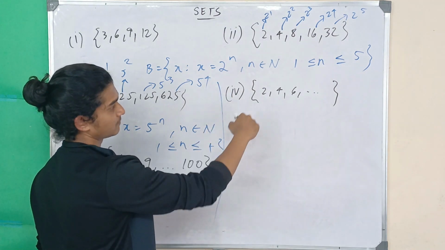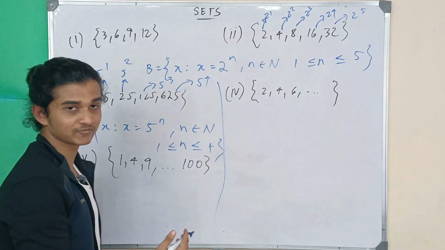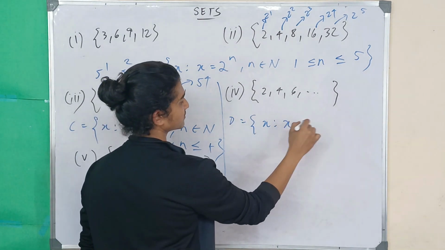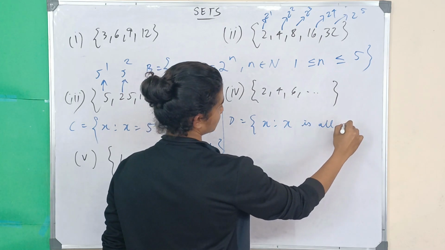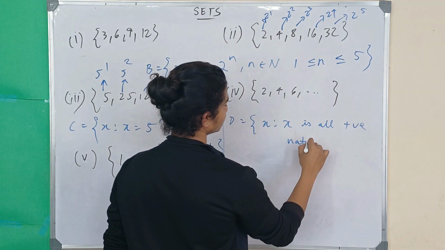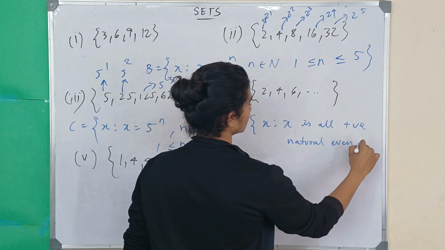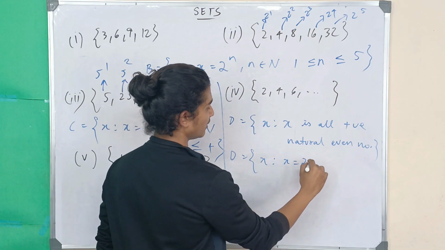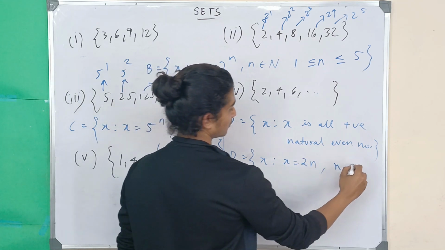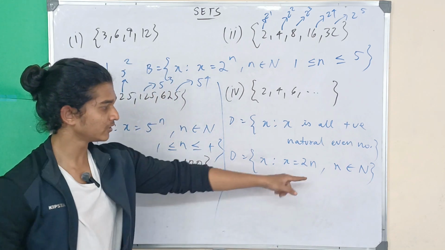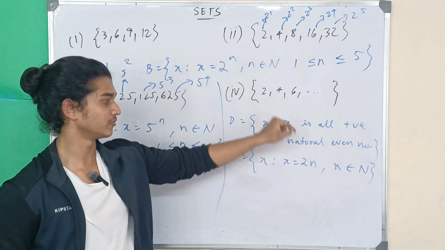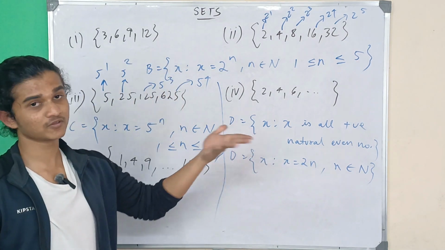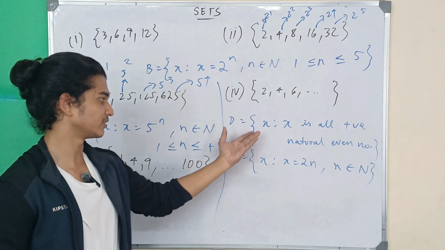So the next one is 2, 4, 6. It's easy. It's all positive even numbers. So you can write like this. D equal to set of all x such that x is a positive natural even number. This is one way of writing this, or else you can write it like this also. Set of all x such that x equal to 2n, where n belongs to natural numbers. Just try to put this. Put n equal to 1, you're going to get 2. Put n equal to 2, you're going to get 4. Put n equal to 3, you're going to get 6. So there are many different ways of representing in set builder form. You can choose whatever seems easy to you.